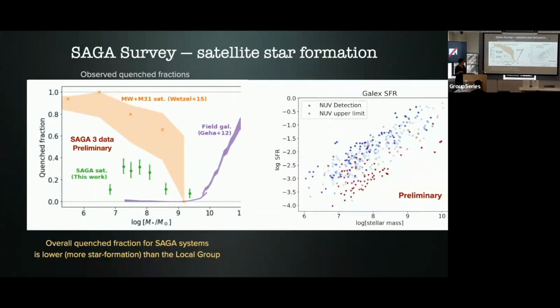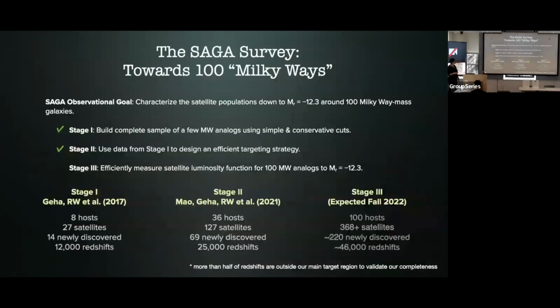This is just a preliminary plot of the star formation rate as a function of stellar mass of, I think, about 370 satellites. This is hot off Marla's computer from yesterday. So really, really excited about the kind of science that we can do with this many systems. As I said, we now have 100 Milky Ways. We expect to publish results on these 100 in roughly this fall.